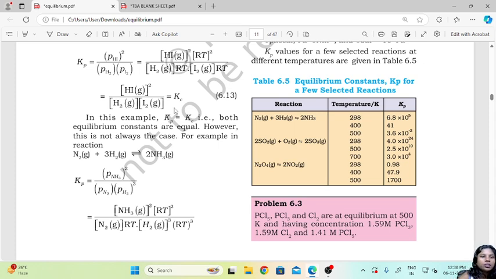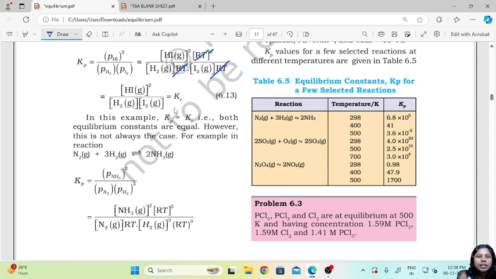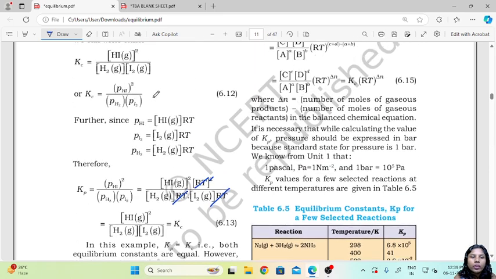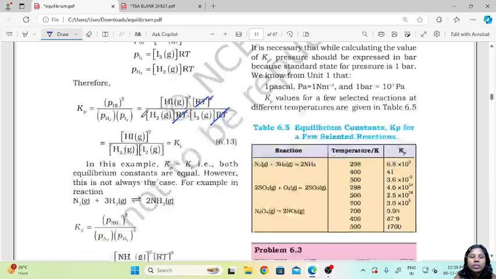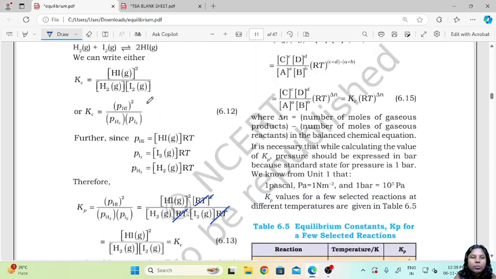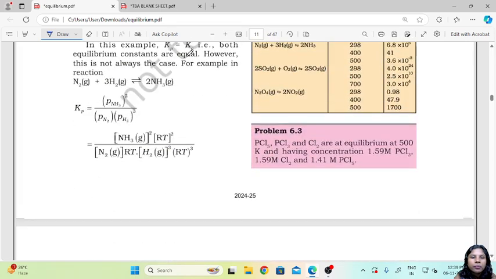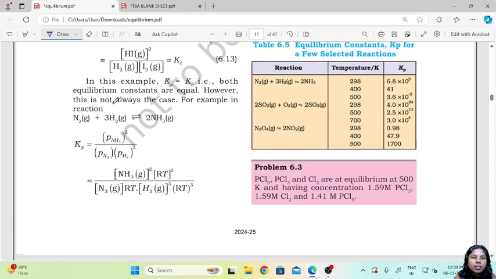So if you see here, this is R square. So this and this square will go, and this RT and this RT will go. So we will get the same equation. Now this equation is also equal to Kc. So for this example, we can say that Kc is equal to Kp, because we are getting both terms the same. However, this is not always the case.